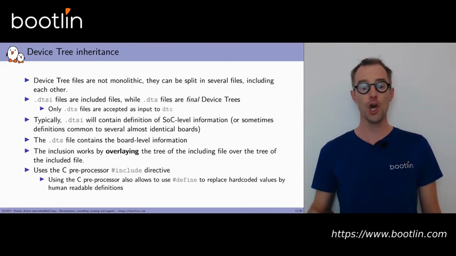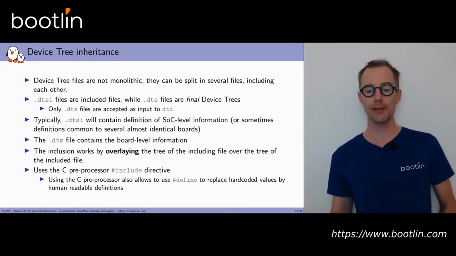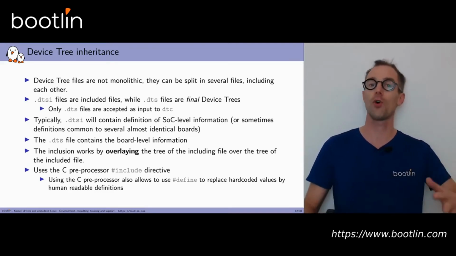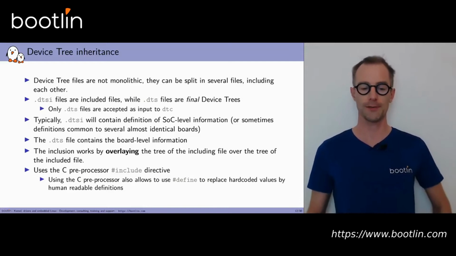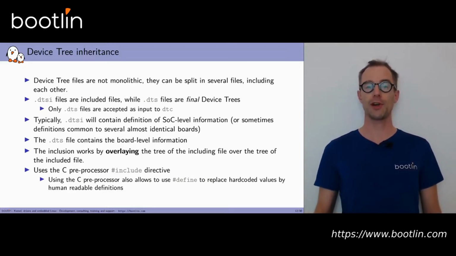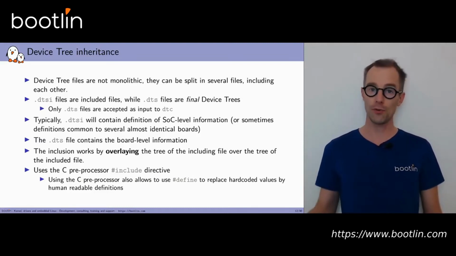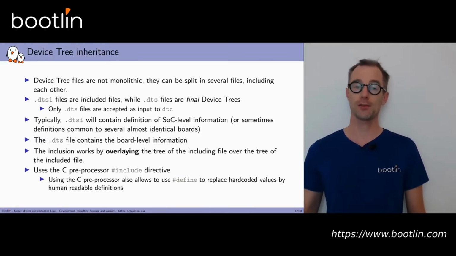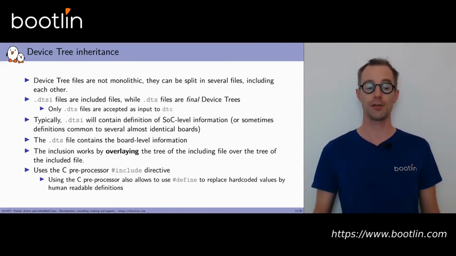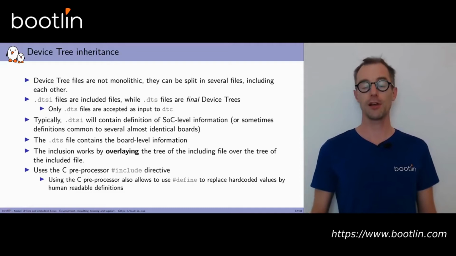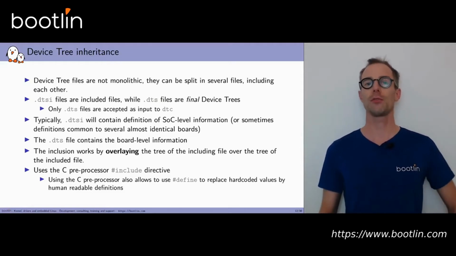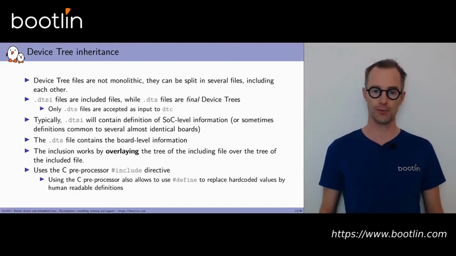And this inclusion works by overlaying the tree of the DTS over the tree of the DTSI. And of course, this can go on with multiple levels. This inclusion is done with the C preprocessor directive #include, because all DTS files in Linux are passed through the C preprocessor before they are fed into the device tree compiler. This most notably allows using #define definitions and providing human readable constants instead of hard-coded values.